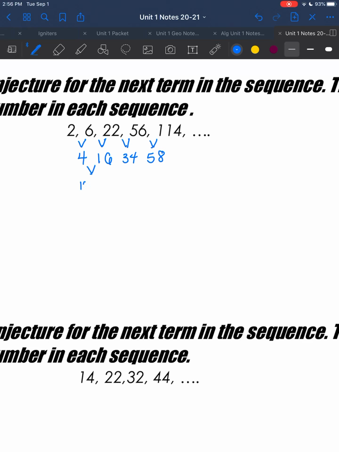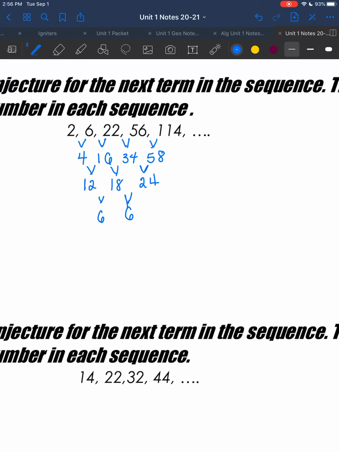So I'm going to do 16 minus 4. And that's going to give me 12. Then I'm going to do 34 minus 16, which gives me 18. And then 58 minus 34 gives me 24. So again, those are not the same, so I'm going to do it again. 18 minus 12 is 6. 24 minus 18 is 6.